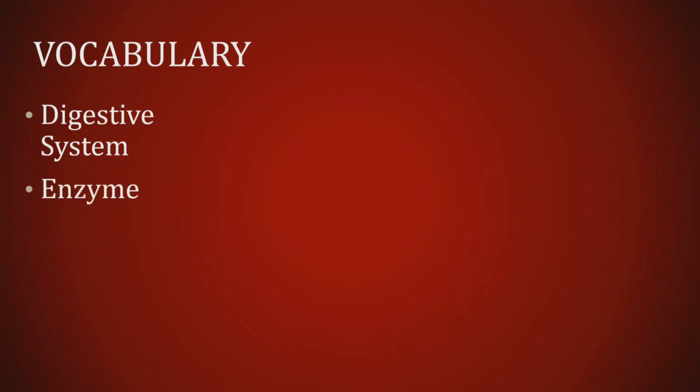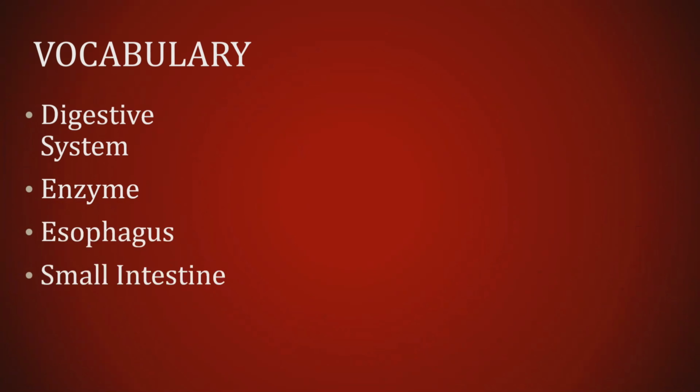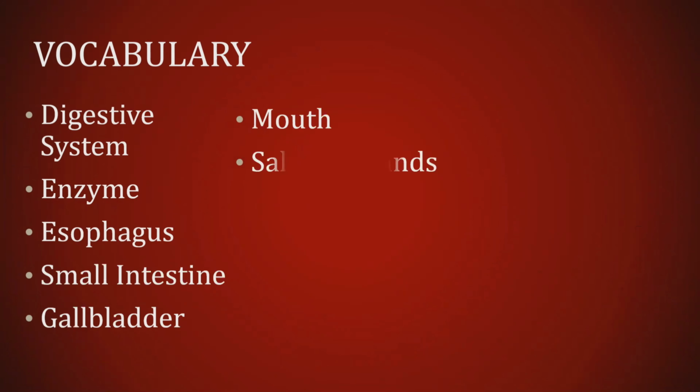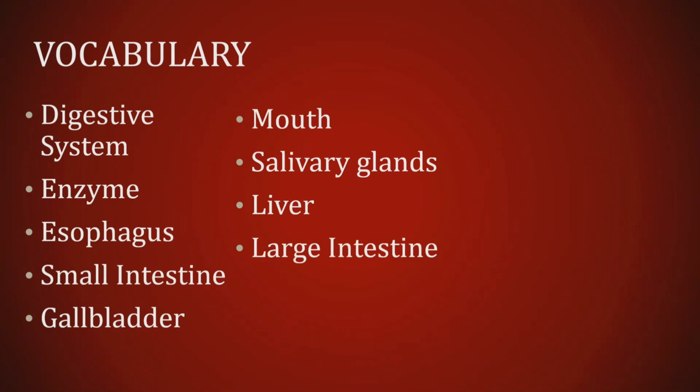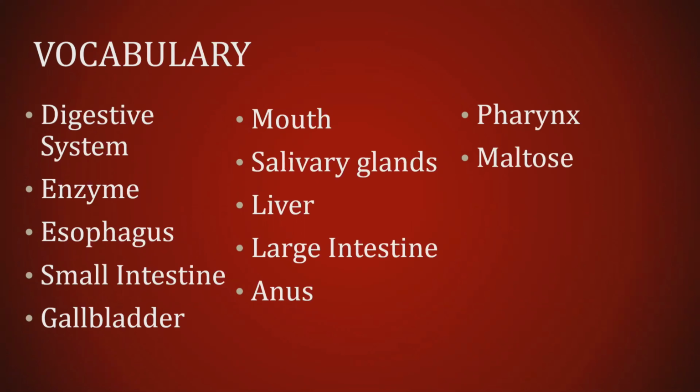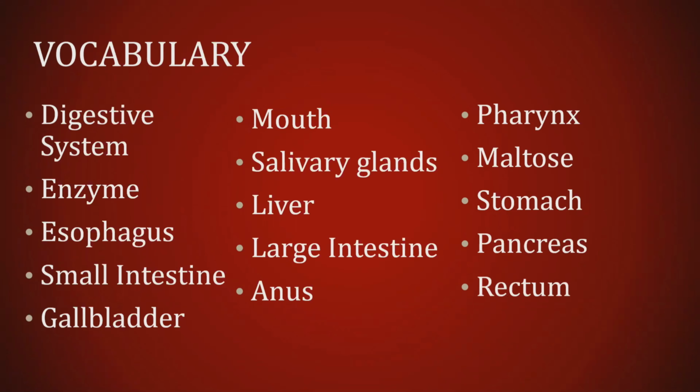Here are our vocabulary words. Let's start with digestive system, enzyme, esophagus, small intestine, gallbladder, mouth, salivary glands, liver, large intestine, anus, pharynx, maltose, stomach, pancreas, rectum.